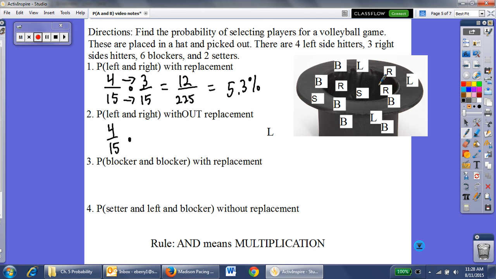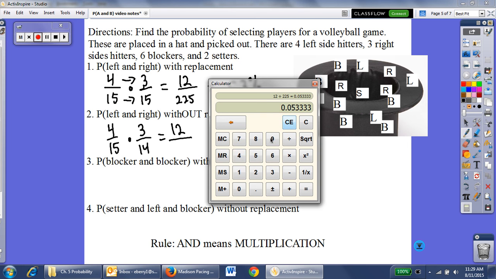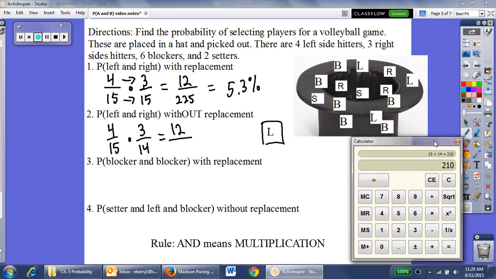So there are 1, 2, 3. There are 3 right side hitters. The total is 14 though, because we did not replace that first event. So really make sure you understand why the denominator here, the total, is going down since it says without replacement. You can see that this L is on the outside. Okay, go ahead and multiply straight across. So 4 times 3 is 12. And then 15 times 14, we get 210.